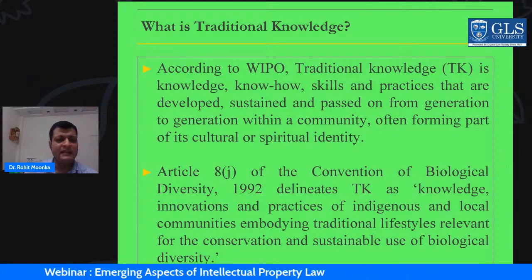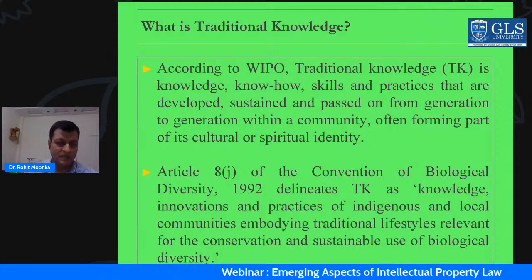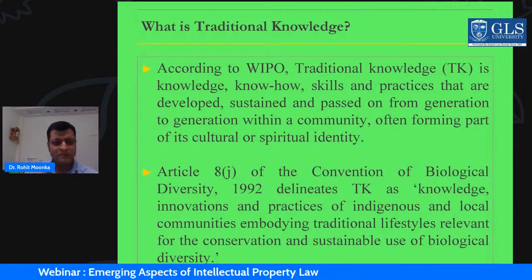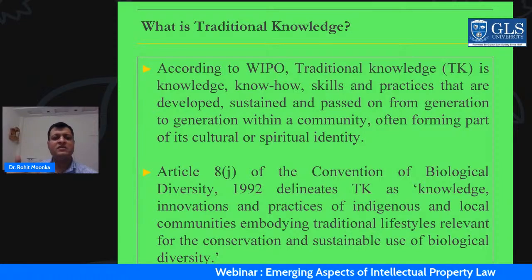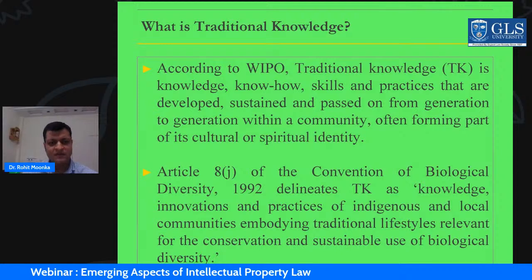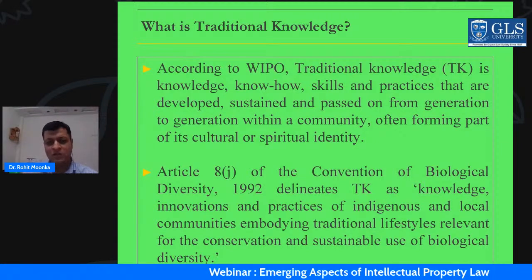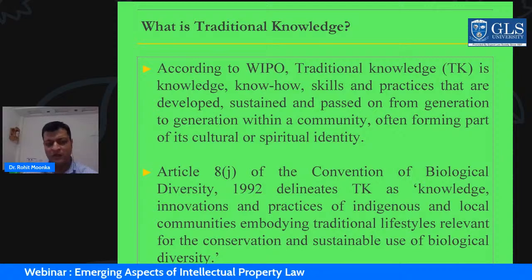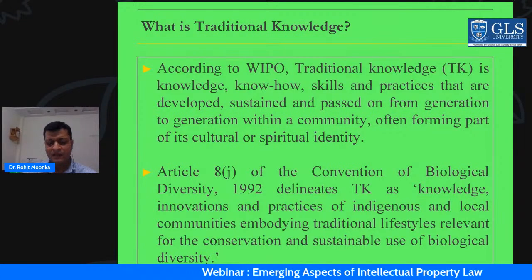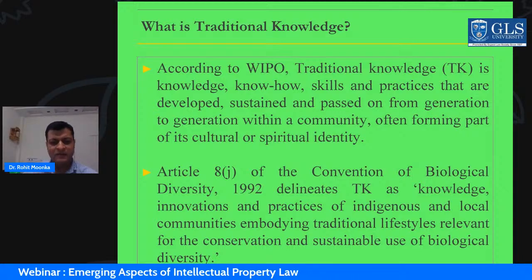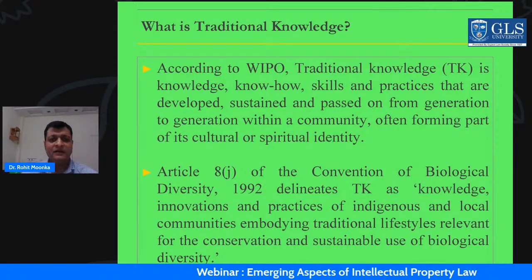And it is not something which is over. It is a constant process. We are also experimenting with it, and we are also coming up with new knowledge about the existing products. So it is something which is developed, which is sustained. Whatever knowledge has been evolved, it is sustained, and it is passed on from generation to generation. Generally, it is not documented as such. It is mostly transmitted orally within a community, and it could be part of the culture or the spiritual identity of the community, or a particular set of people, or a particular tribe, or a particular sect, whatever you call it. So this is something which evolves over a period of time, which is sustained within that particular community, and it is passed on from generation to generation within the community. This is as per the WIPO's definition.